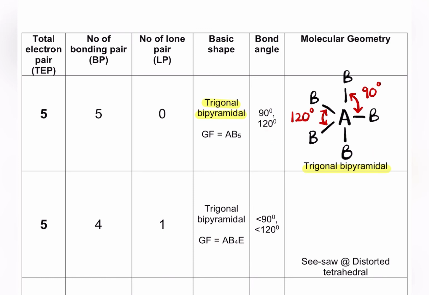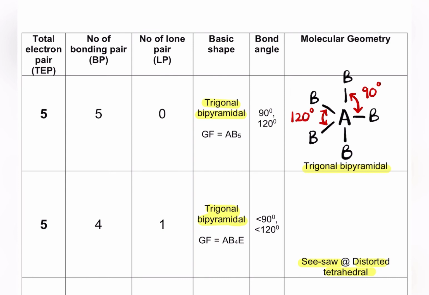So now kita go to 4 bonding pairs, 1 lone pair. So the basic shape masih lagi sama, iaitu trigonal bipyramidal. Tetapi dia punya nama bentuk dia adalah seesaw ataupun distorted tetrahedral. So untuk seesaw, as you know, seesaw adalah jongkan-jongkit. So bentuknya adalah seperti seakan-akan jongkan-jongkit.